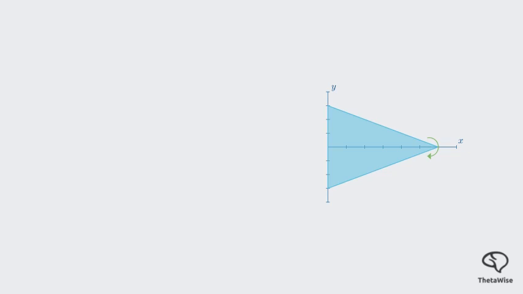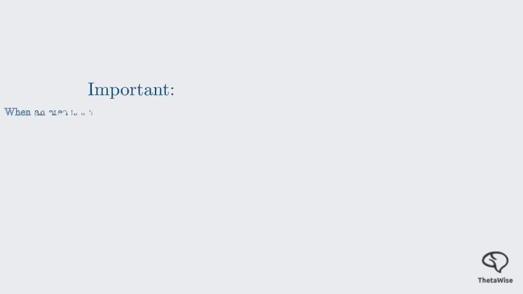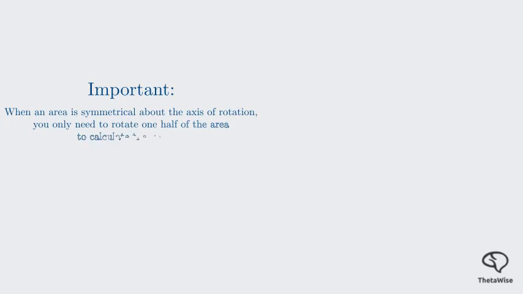This brings us to a key rule. If the area you're rotating is symmetrical about the axis of rotation, you only need to consider 1/2 of that area to calculate the total volume. Then you can rotate just that half to get your result. This can save you from dealing with more complex limits of integration.